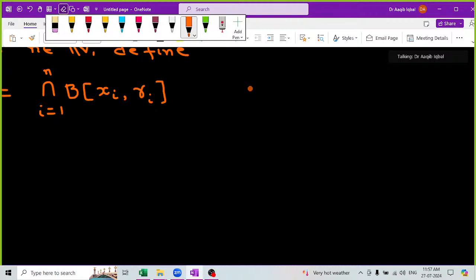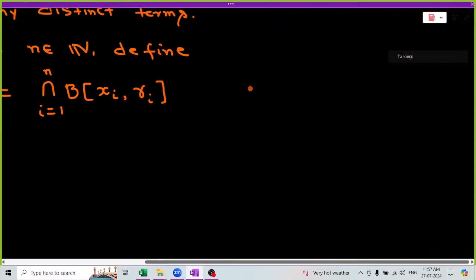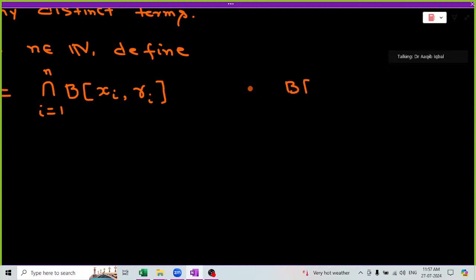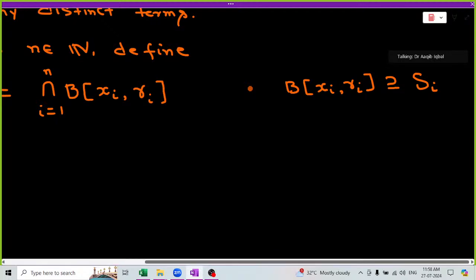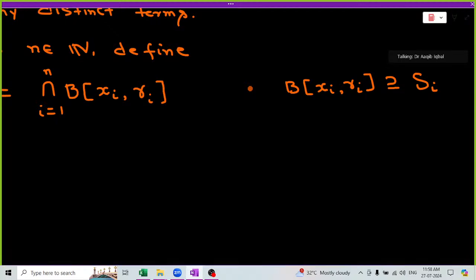If you take a ball in this intersection, pick any one ball, B(XI, RI). You can actually see easily that this ball contains all the points in SI. This is the reason. B(XI, RI) contains all the points in SI.